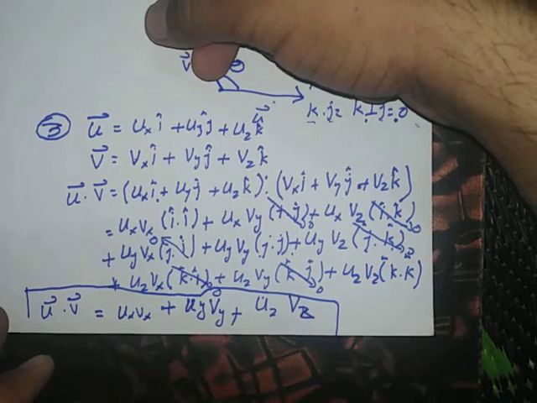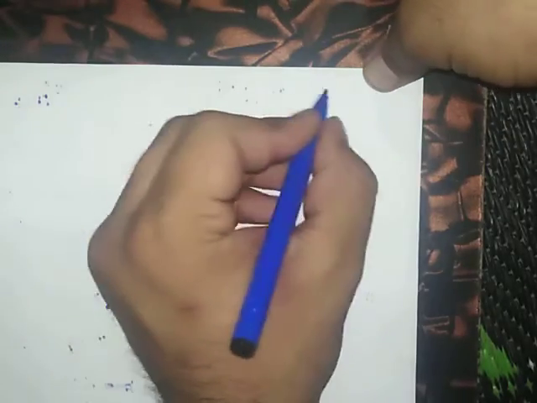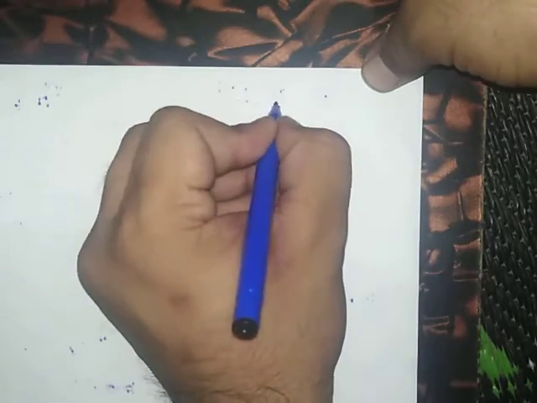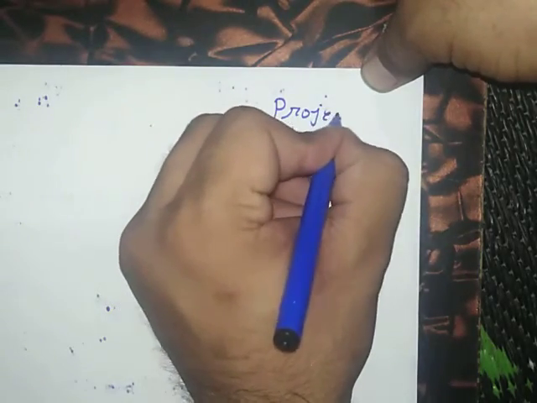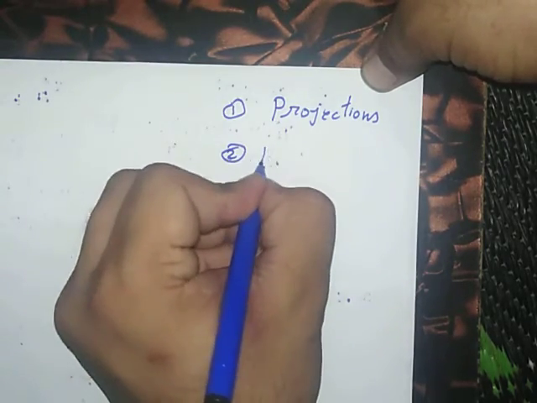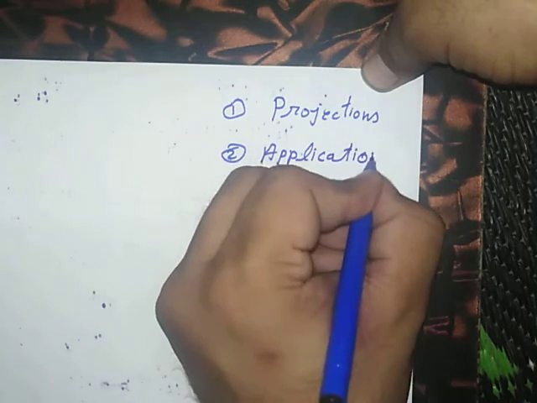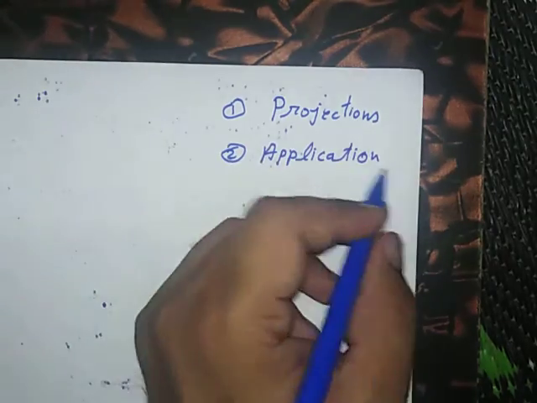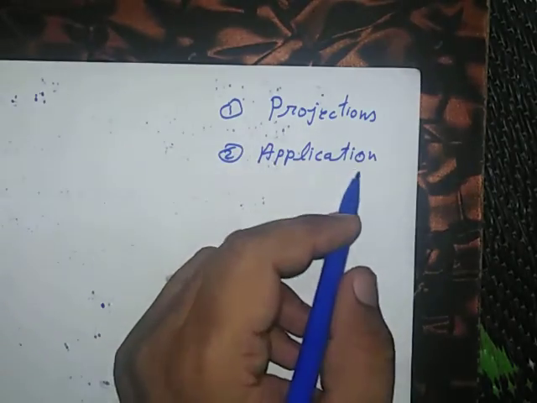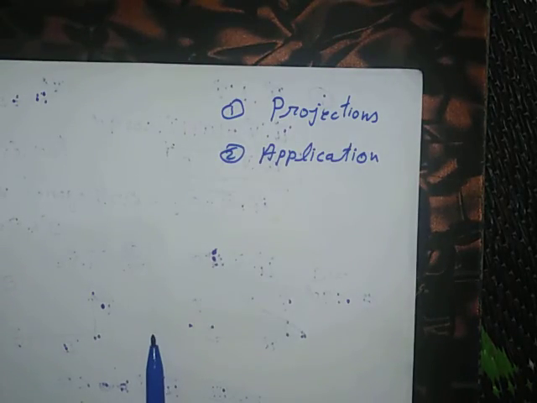In the next video, we will talk about its second part, in which we discuss the orthogonality of vectors. In the second part of the video, we talk about projections, and the second application of dot products. In detail, we study the application and the projection of the dot products. Thank you for watching.